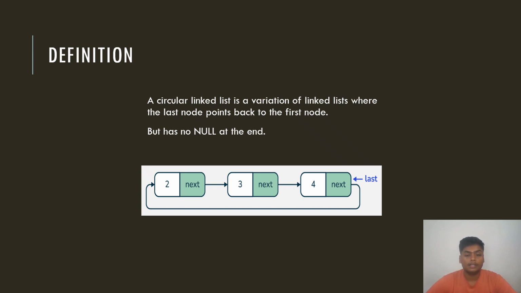A circular linked list is basically a type of list where the last node, that is the last data, will be pointing to the first node, and there is no null at the end, just like how there is in a singly linked list. That is the basic differentiation of the circular linked list.